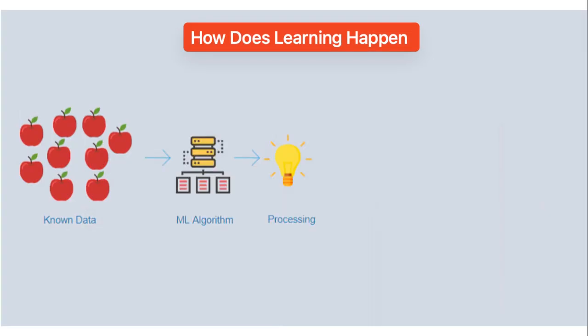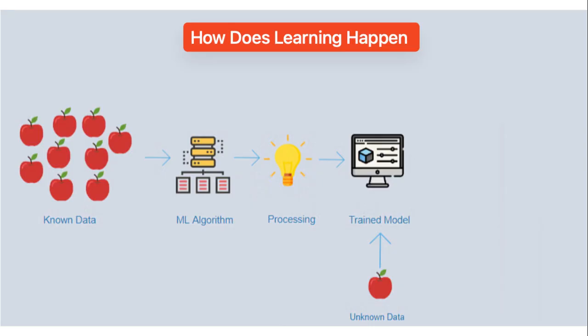2. Algorithms as recipes. Machine learning uses algorithms, which are like recipes. These recipes tell the computer how to analyze the data and find patterns. For example, an algorithm might notice that most pictures of an apple are red.